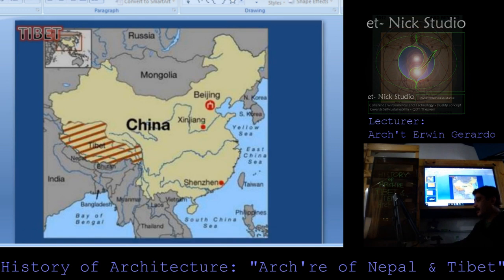Tibet. So this is already the geographical location of Tibet.